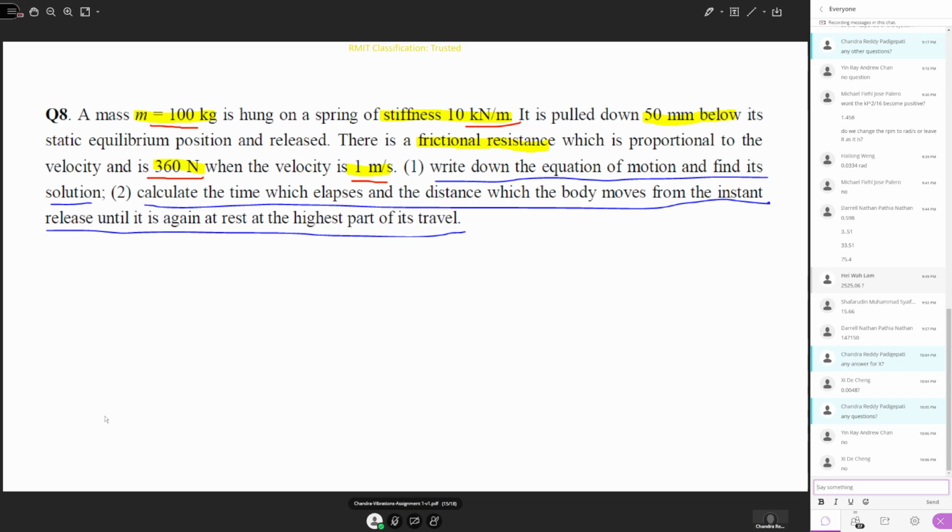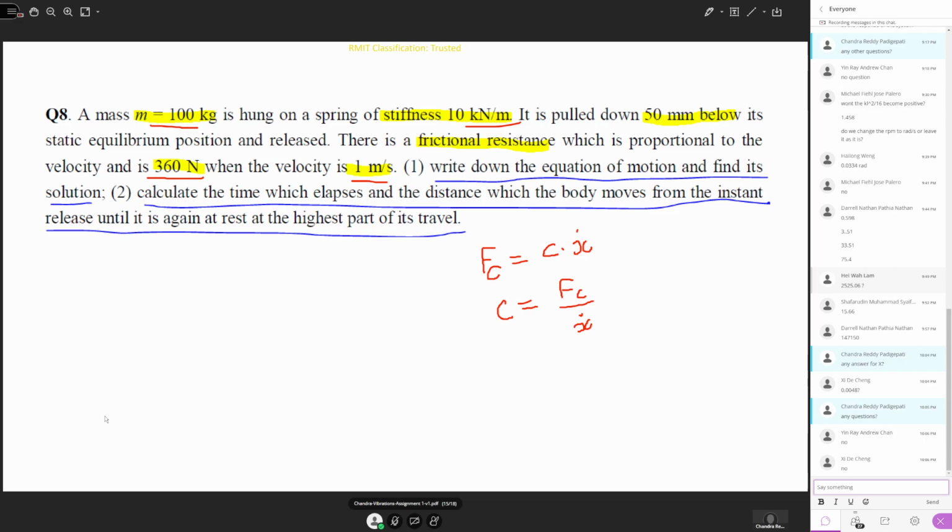There is a frictional resistance which is proportional to the velocity and is 360 newtons when the velocity is 1 meter per second. Here, the frictional resistance is proportional to velocity. We know the damping force is c into velocity. So the force due to the damper is c into x dot. So the damping constant c will be the damping force over the velocity, where x dot is the velocity.